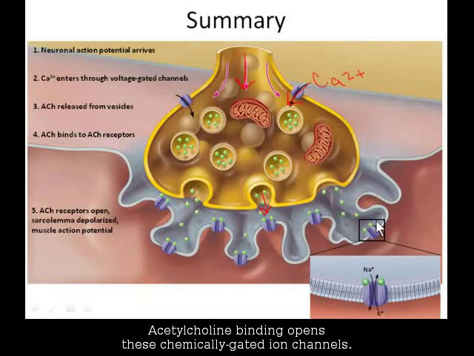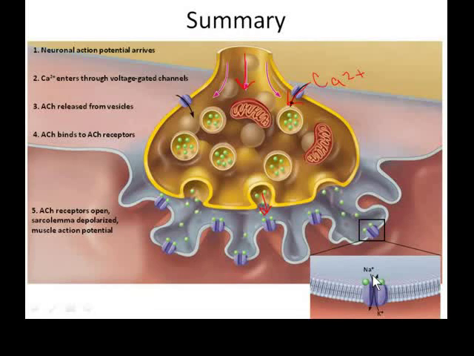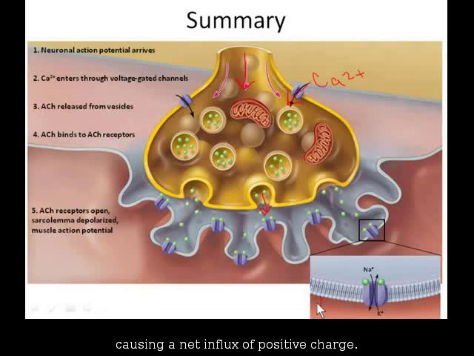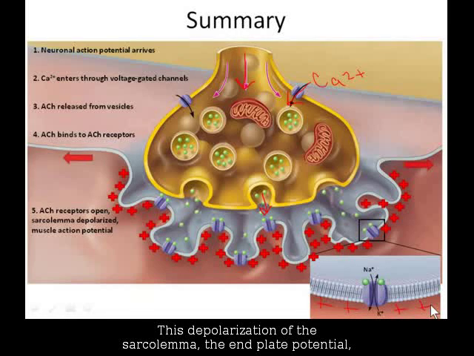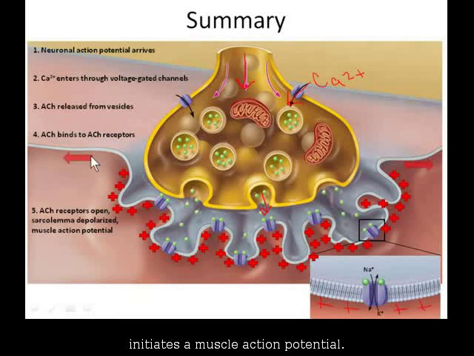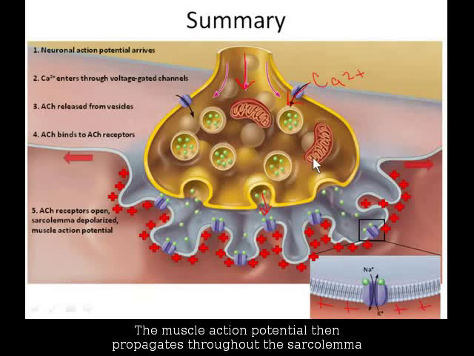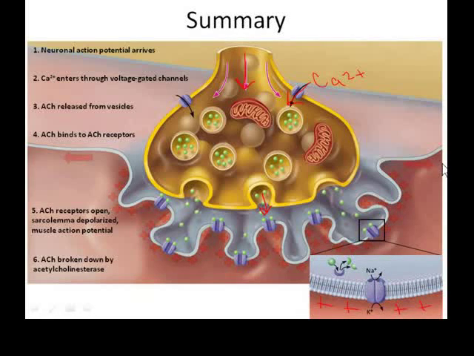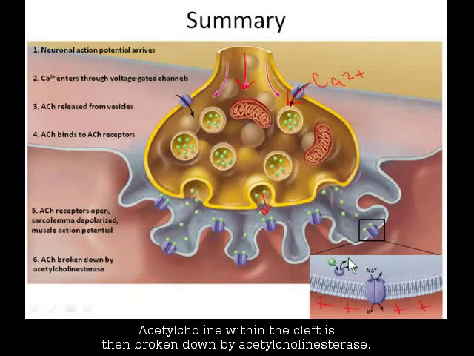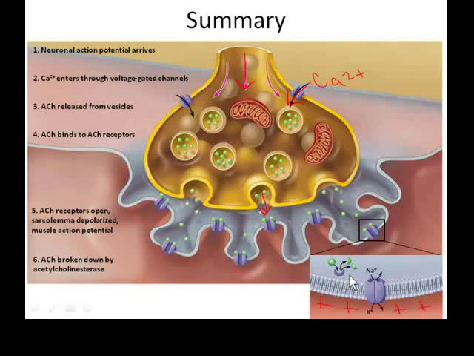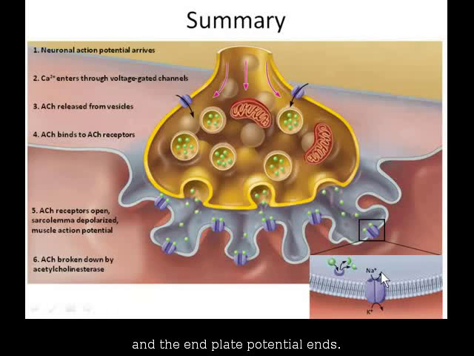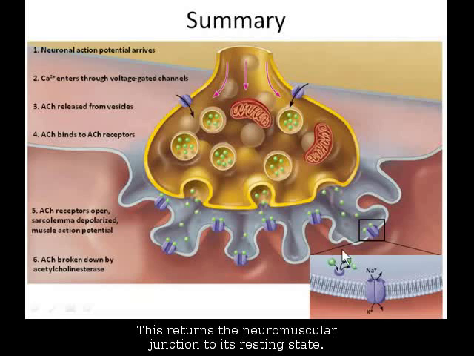Acetylcholine binding opens these chemically gated ion channels. Sodium and potassium both flow through these channels, causing a net influx of positive charge. This depolarization of the sarcolemma, the end plate potential, initiates a muscle action potential. The muscle action potential then propagates throughout the sarcolemma, leading to a muscle fiber contraction. Acetylcholine within the cleft is then broken down by acetylcholinesterase. Once the acetylcholine is gone, the acetylcholine receptors close, and the end plate potential ends. This returns the neuromuscular junction to its resting state.